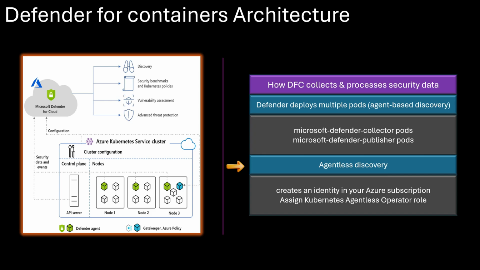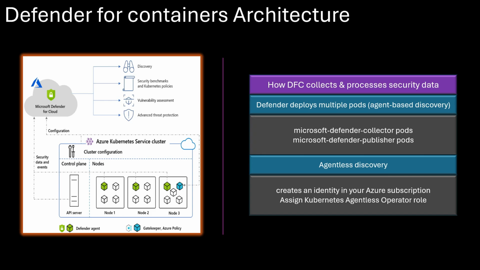In addition to agent-based protection, Defender for Containers also offers agentless discovery for AKS clusters, which will allow you to monitor your environment without deploying additional agents. When you enable this feature, Defender automatically creates an identity in your Azure subscription and assigns it to the Kubernetes agentless operator role, which allows it to discover AKS clusters and collect security data through API calls. This ensures that you can gain insight into security risk even in large scale Kubernetes deployments.